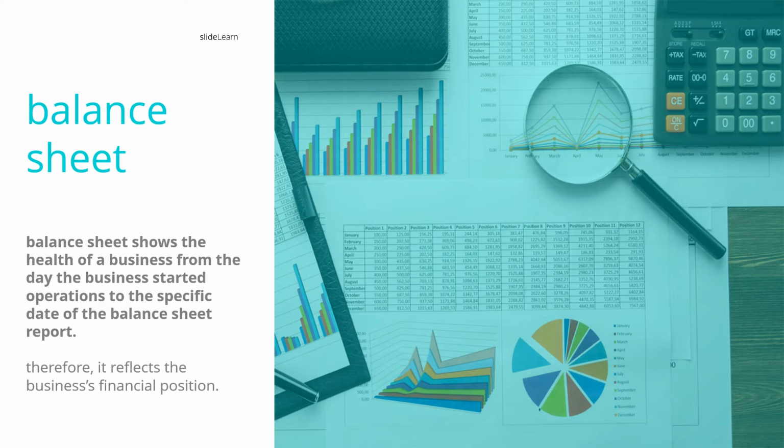Number 4. Fixed assets. The company's property, plant, and equipment are all fixed assets. This category includes long-lived assets, such as the company-owned car, land, buildings, office equipment, and computers.